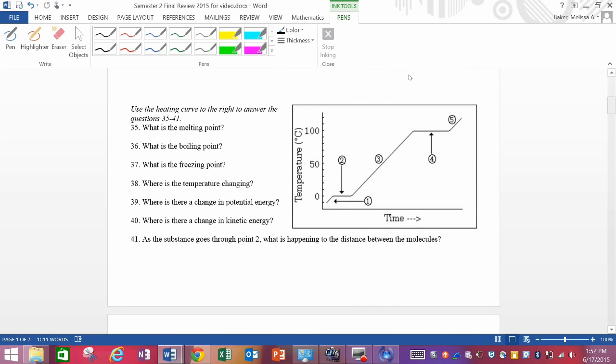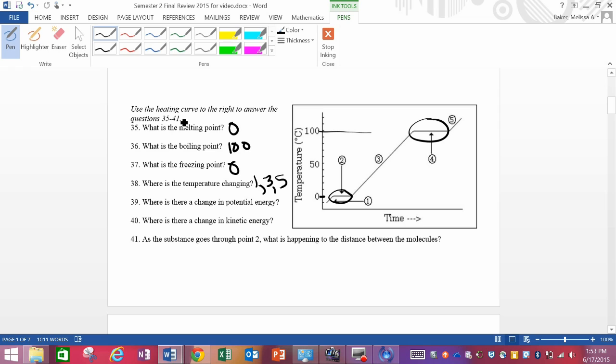For this heating curve, what is the melting point? So melting is occurring at this bottom plateau. Right here, I'll circle it. So the melting point, therefore, is right at 0. The boiling point is at this second plateau right here. So that's 100. What's the freezing point? Kind of a trick. It's the exact same as the melting point. Where is the temperature changing? It's changing at number 1, number 3, and number 5.